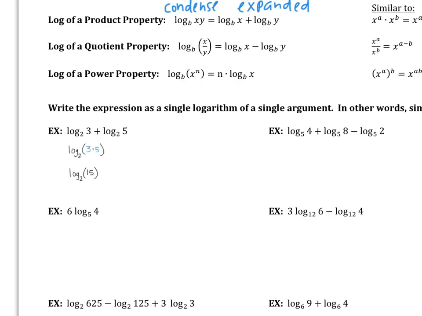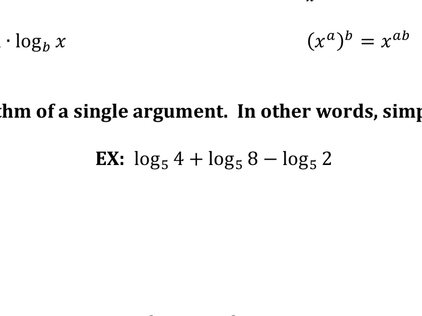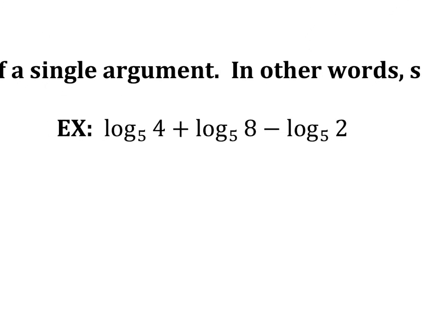Let's zoom over to this next example on the right here. Log base 5 of 4 plus log base 5 of 8 minus log base 5 of 2. So how are we going to condense these? First, I double check that all of my bases are the same. Since they are, we can go ahead and combine our arguments. So how are we going to do that? Well, we can do it a few ways. We can first focus on the first two and then worry about that minus log base 5 of 2 afterwards.